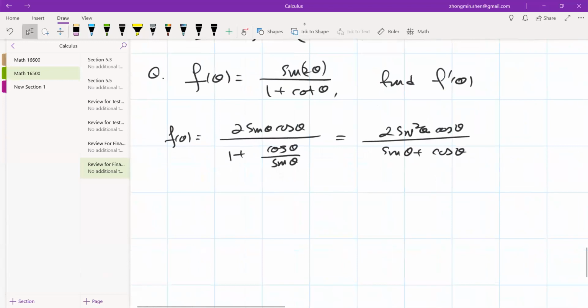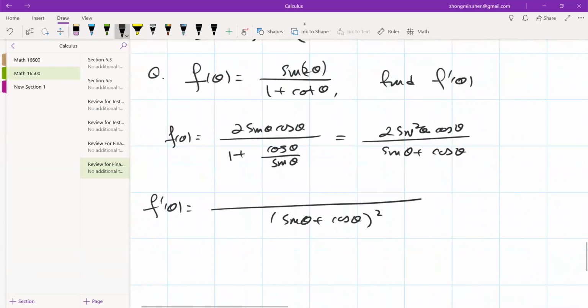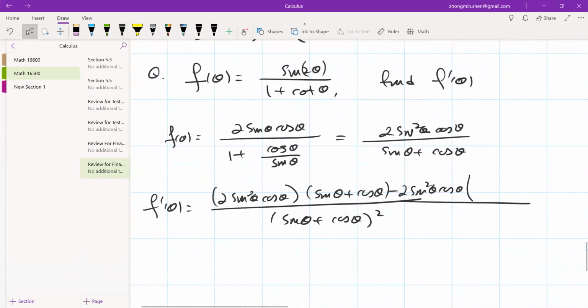Okay, so let's do it. Sine theta plus cosine theta square, and the derivative of sine square theta cosine theta. That's too bad. This is too complicated. Minus, and then derivative of sine theta plus cosine theta.